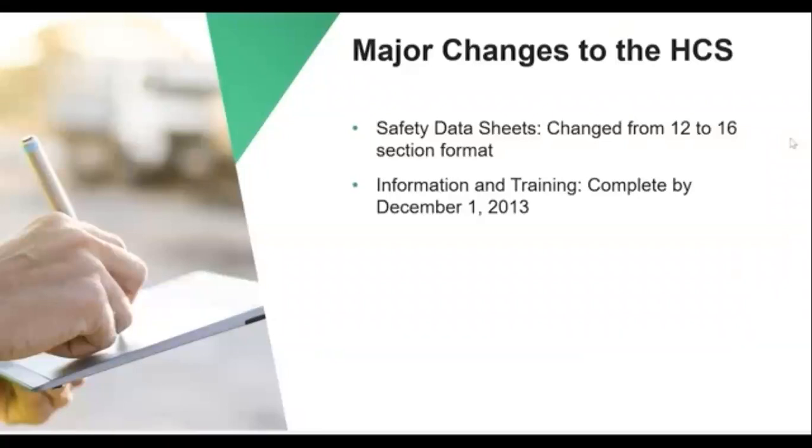Information and training is required for employers to train workers by December 1st of 2013. That was whenever the standard came out earlier that year on the new updates to a safety data sheet, those additional sections and some of the changes that we've been reviewing on the previous slide.